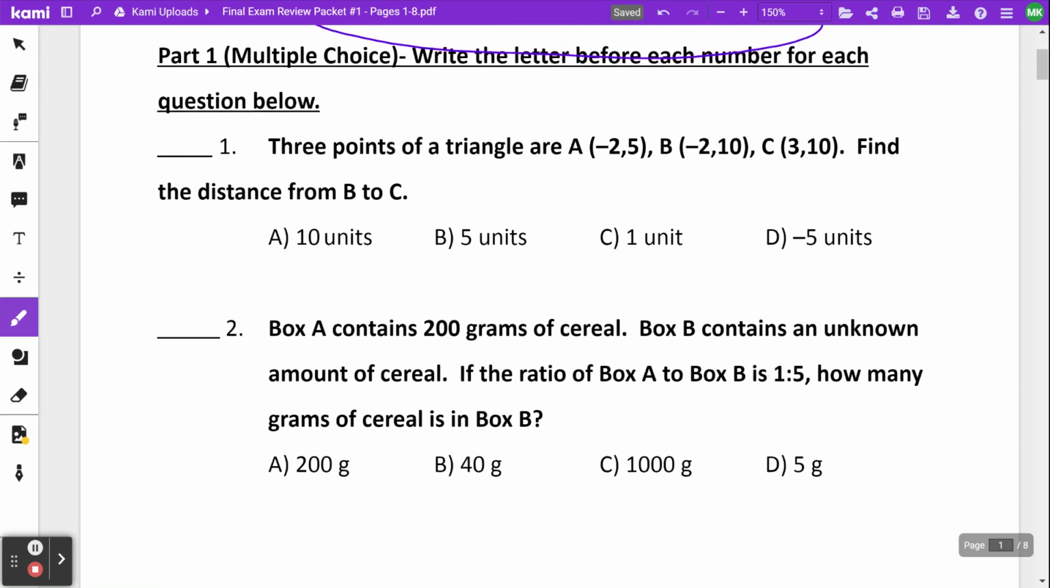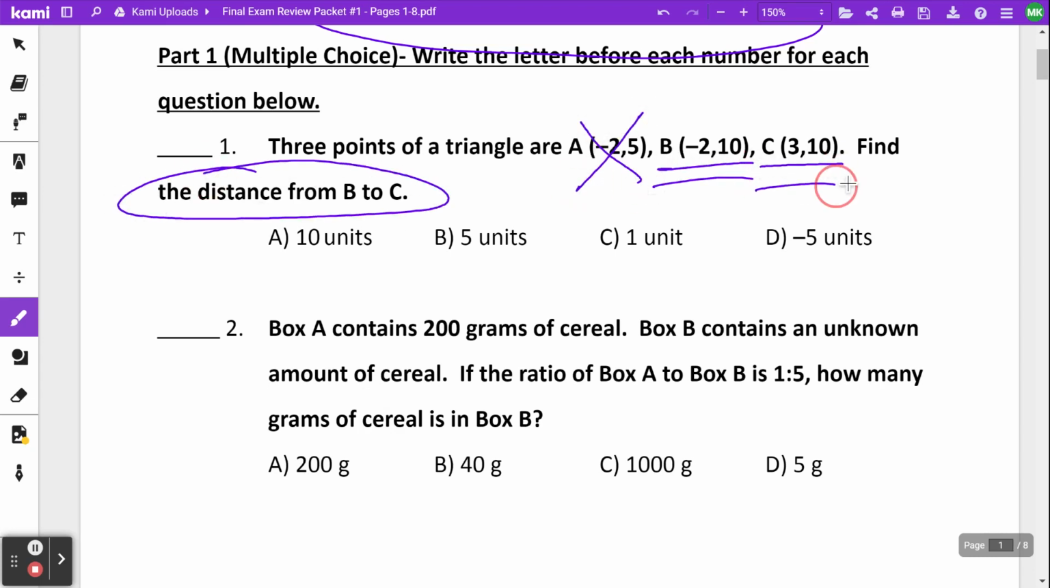So 3 points of a triangle are at negative 2 comma 5, negative 2 comma 10, and 5 comma 10. But all they care about is the distance here between B and C. So I just care about the distance between these 2 points. So let's see. We have an X and a Y, and it looks like the Y values are exactly the same.